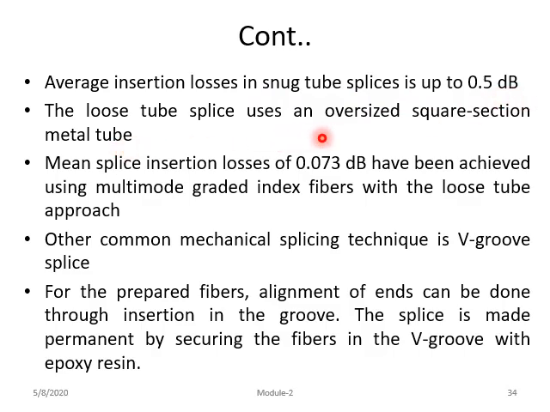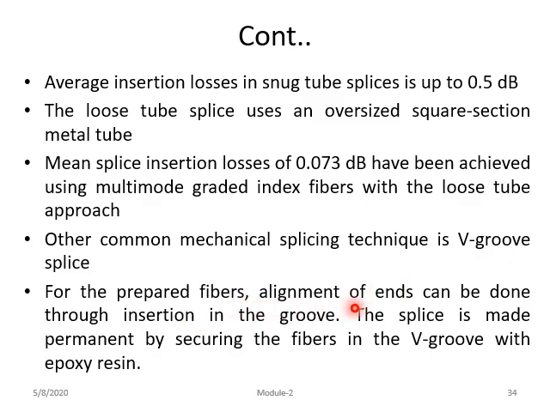The loose tube splice uses an oversized square section metal tube. Even that loss is more in terms of multimode graded-index fiber, if I consider it. The other common mechanical splicing technique is the V-groove. V-groove is a very good method compared to the tube splicing method under mechanical splicing.